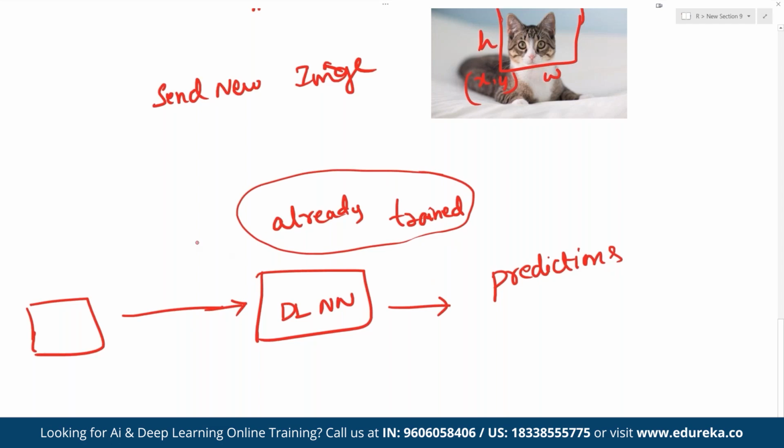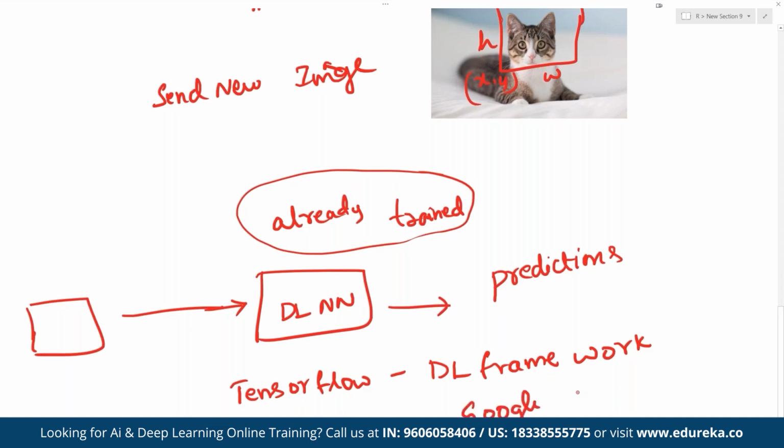Now, to use this pre-trained model, send the input data and generate the predictions, we will be making use of TensorFlow. TensorFlow is the deep learning framework that we will be using. This TensorFlow is an open source machine learning platform created by Google, and it is one of the go-to tools now to perform any deep learning relevant task.